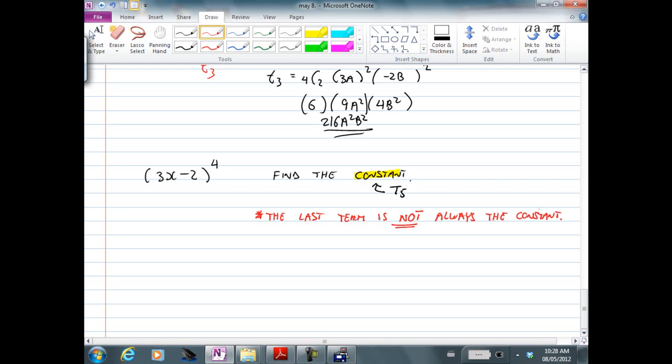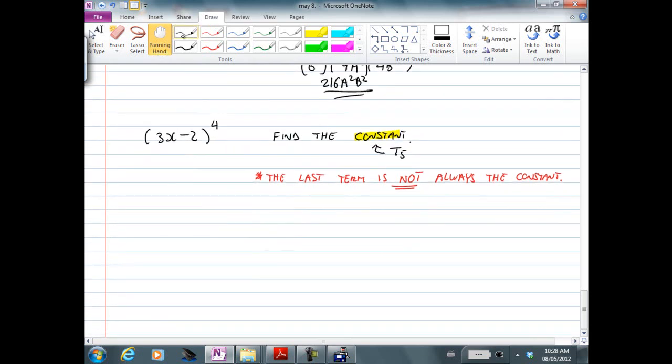A lot of you think the last term is always a constant. It is true in this case. Term 5 is the constant, but I'm going to show you how to set it up. Right off the bat, we're going to imagine we don't know which term the constant is in yet. So we're going to go nCk and sub it in.